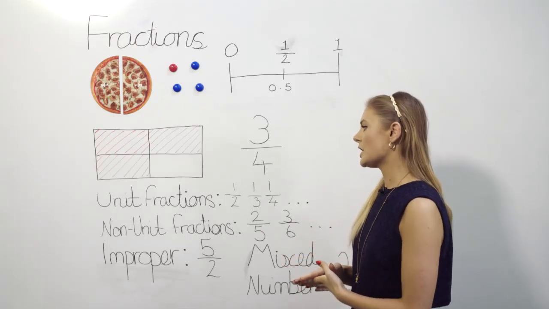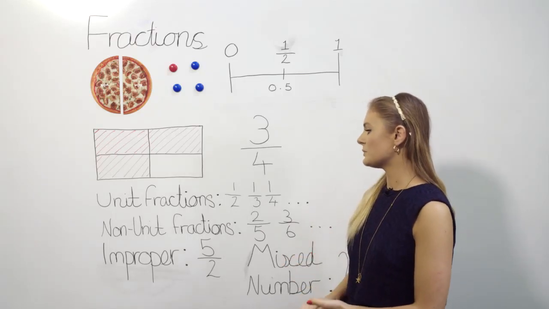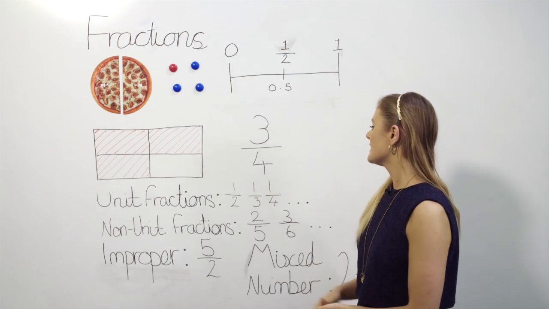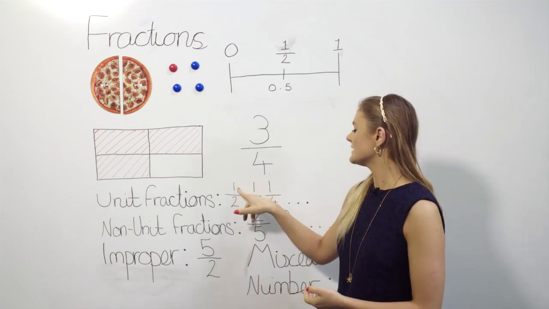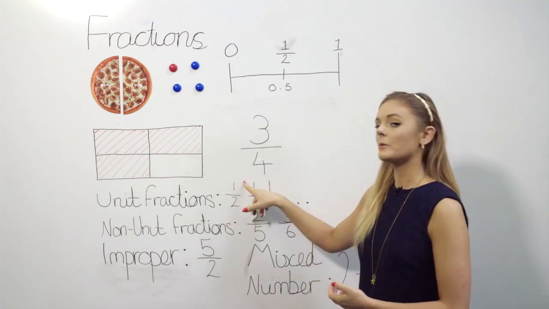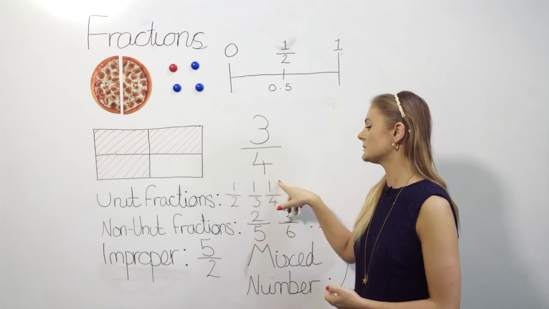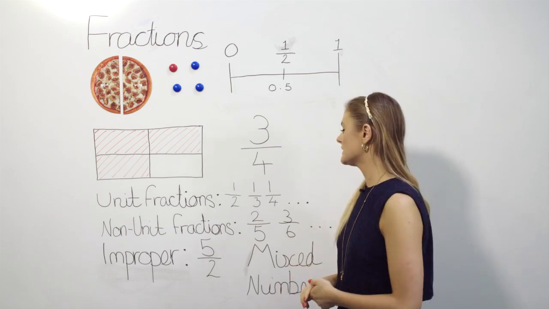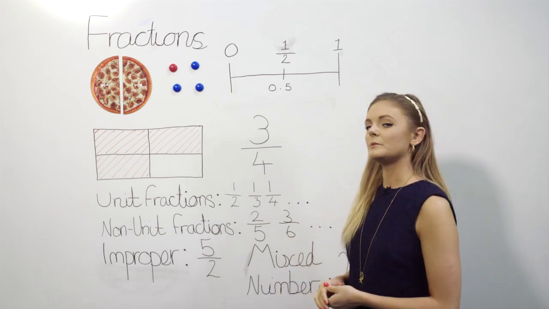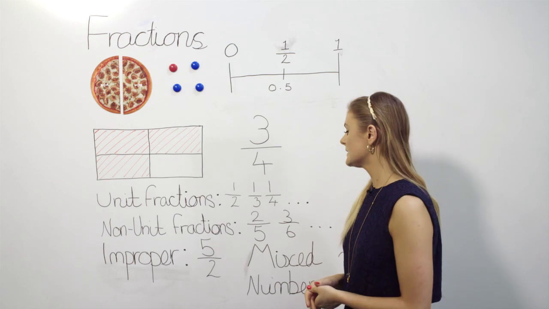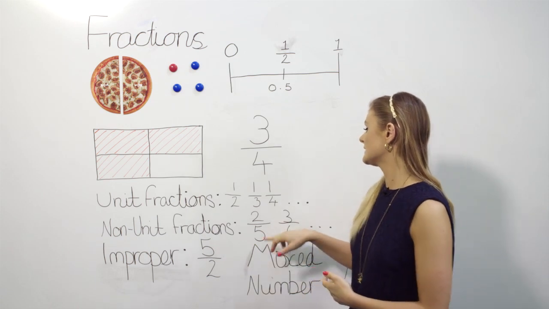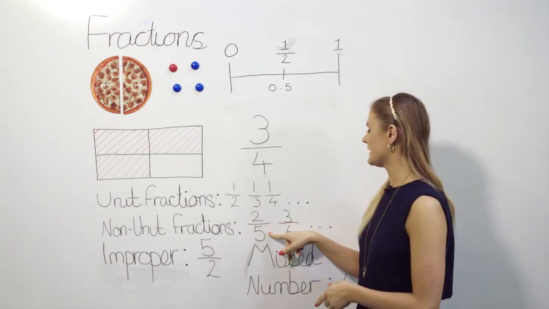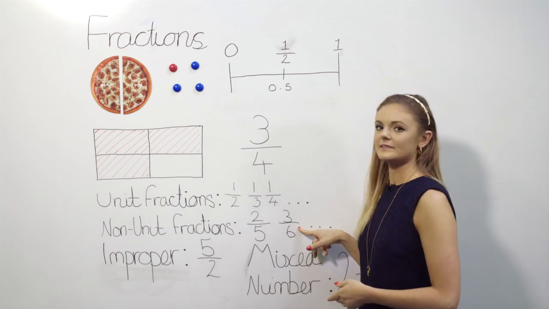We've then got lots of different types of fractions. So, for example, we've got unit fractions, in which the numerator is always 1. So, for example, we've got 1/2, 1/3, 1/4, etc. Then we have non-unit fractions, in which the numerator is always larger than 1, but smaller than the denominator. So, for example, we've got 2/5 or 3/6.